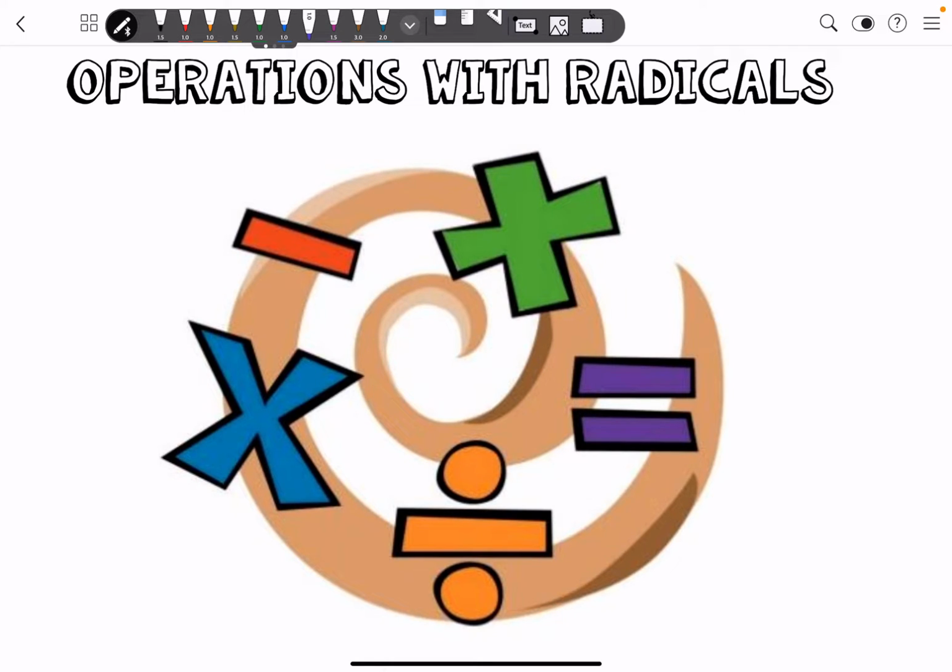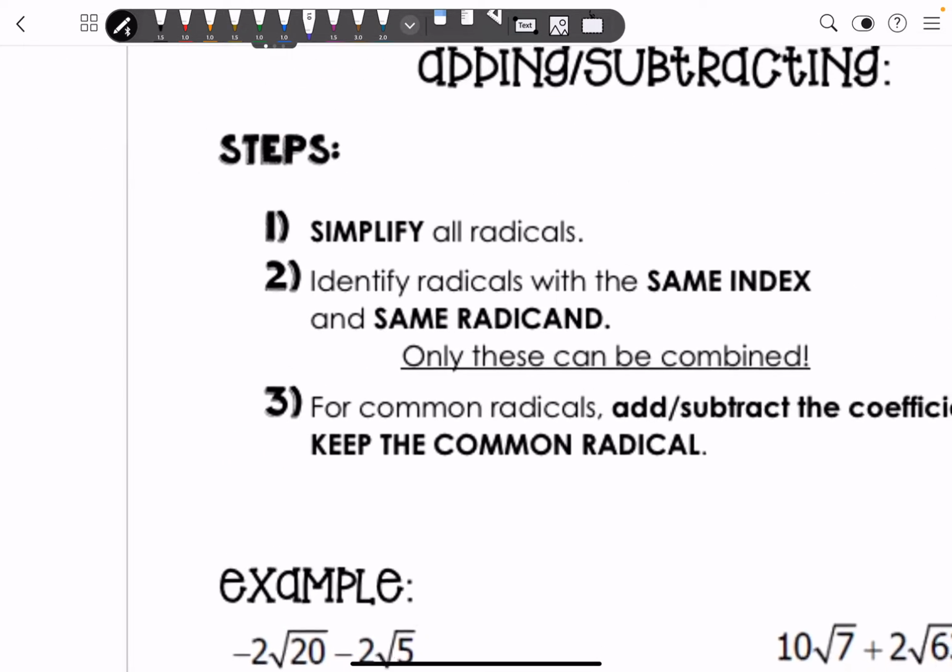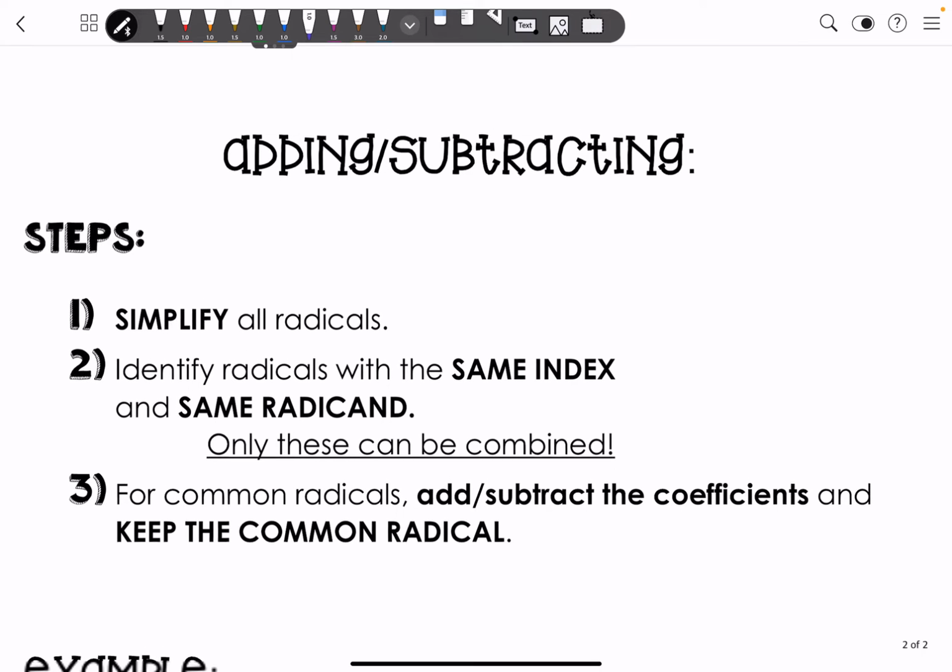Hey, ready? So we are going to be talking about operating with radicals. Operating with radicals: adding, subtracting, multiplying, dividing. Each of them doesn't necessarily have its own rule, but it's different than what we're used to and yet similar all at the same time. So we're going to take it easy and start with adding and subtracting first.